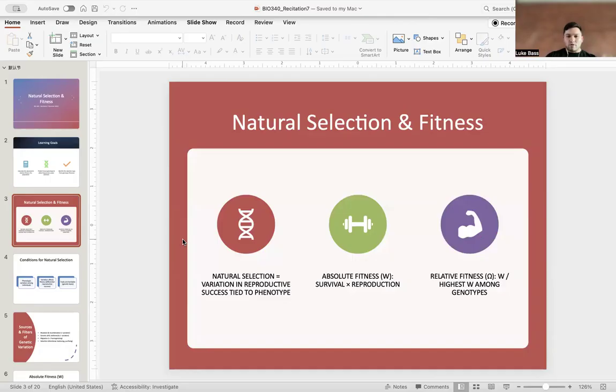Natural selection overall is the variation in reproductive success tied to a phenotype, while absolute fitness is the survival multiplied by the reproduction, which makes sense. We're looking at both how many more of yourself you can create, as well as how well you will survive in a given environment. Then finally, relative fitness is this W, which is absolute fitness divided by the highest absolute fitness among the genotypes.